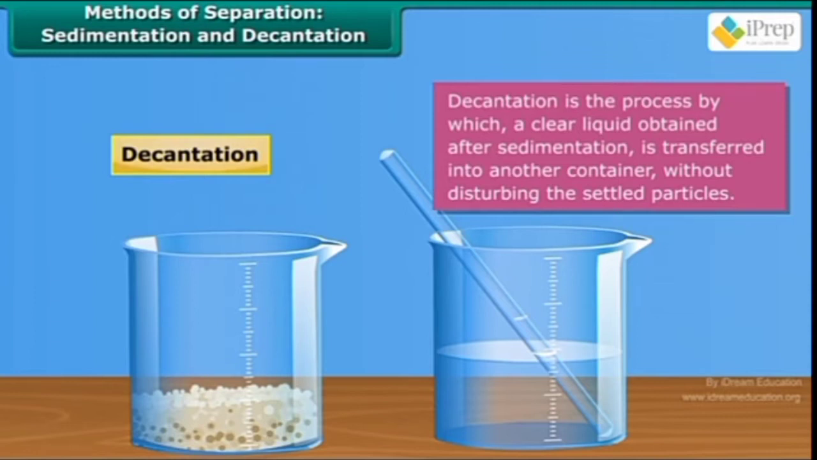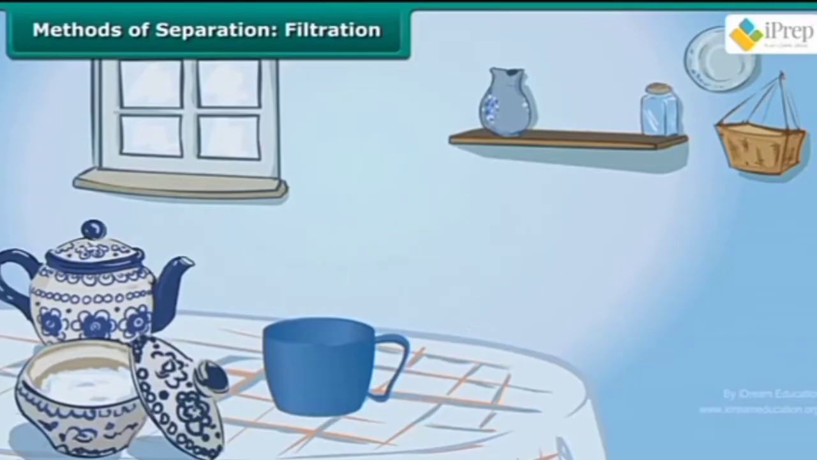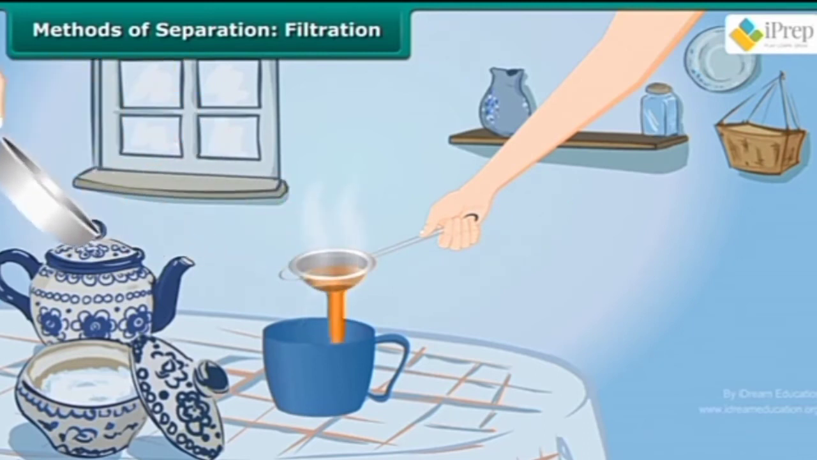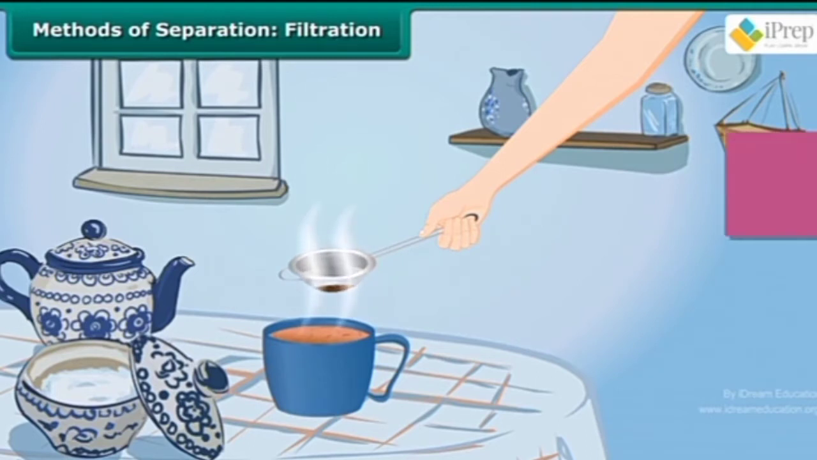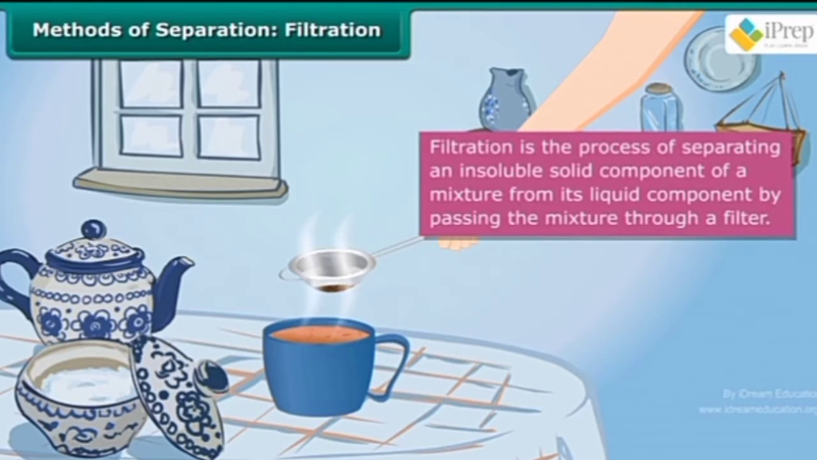Similarly, there are other separation methods too. Let us discover them in this module. After preparing tea, this tea stall owner pours the mixture into the tea strainer. The tea passes through the holes of the tea strainer, leaving behind the tea leaves in it. This process of separation is known as filtration.